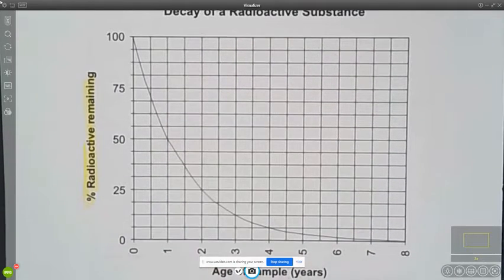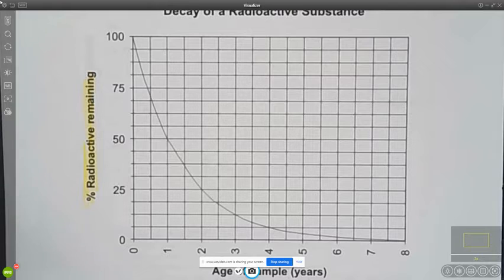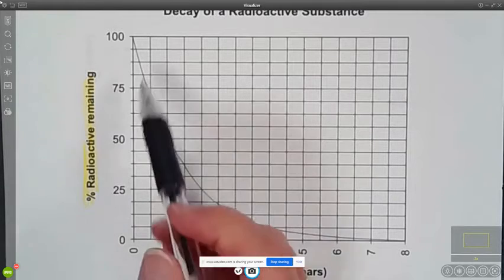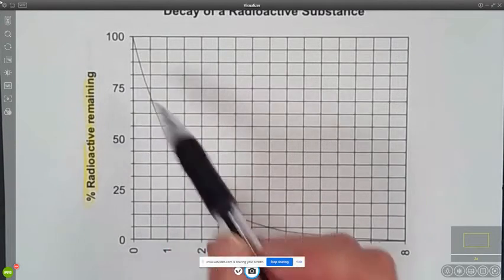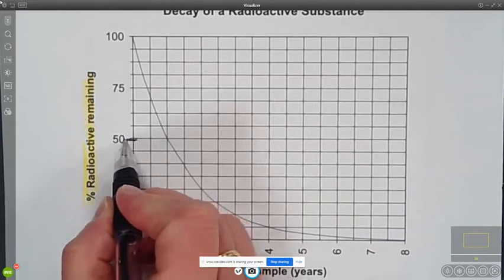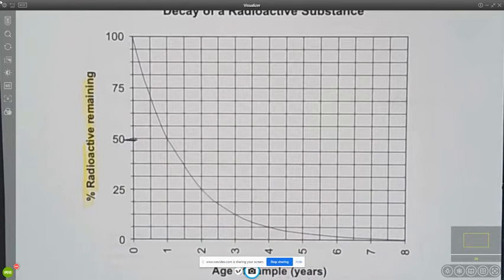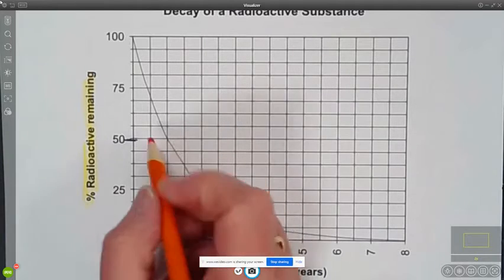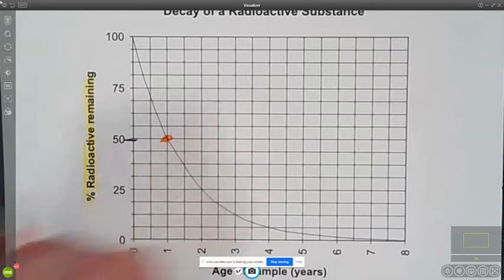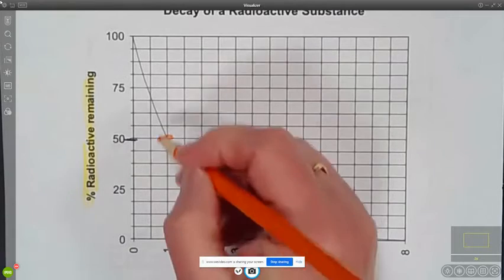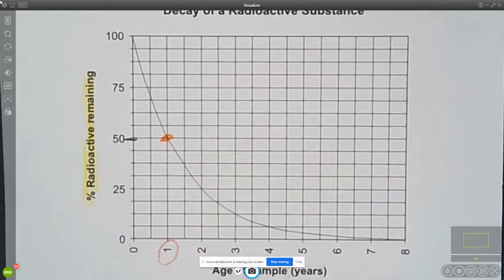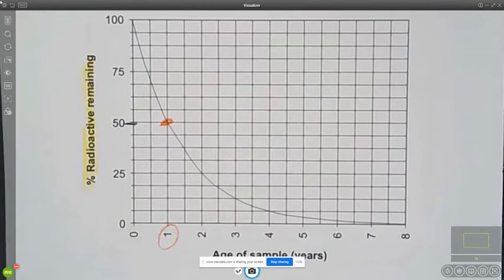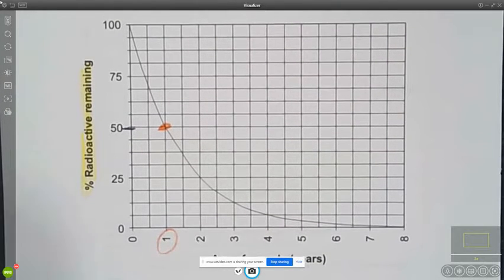If I'm looking at percent, we know that one half-life is the length of time it takes for half of the material to decay. So if I start out with 100% of the material, a next important part here is this 50. So I'm looking for when 50% of the material remains. So I'm going to come over here and mark that place on my graph. Then I follow it down here. That is 1 year in this case. So the half-life is 1 year.